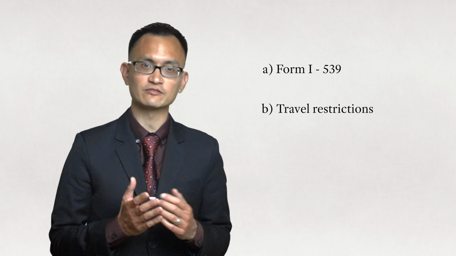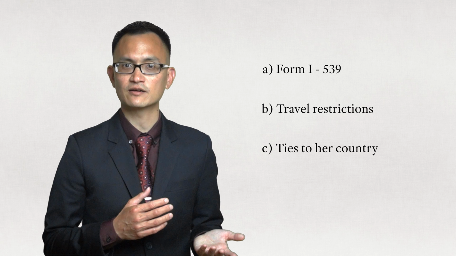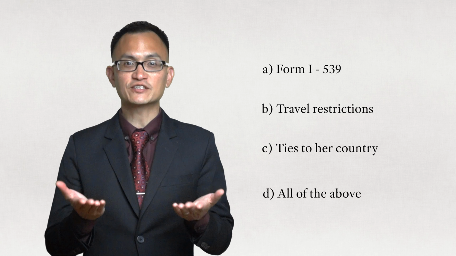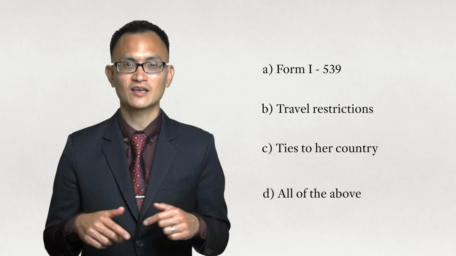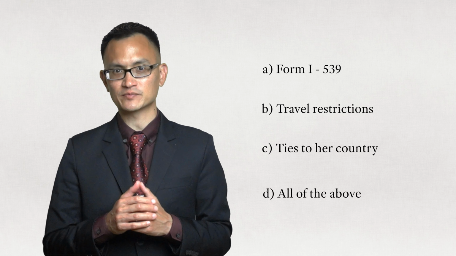A. Form I-539, the Tourist Visa Extension Application Form. B. Travel restrictions. C. Ties to her country. Or D. All of the above. Put your answer in the comment section below. Watch to the end to get the answer and some bonus information.